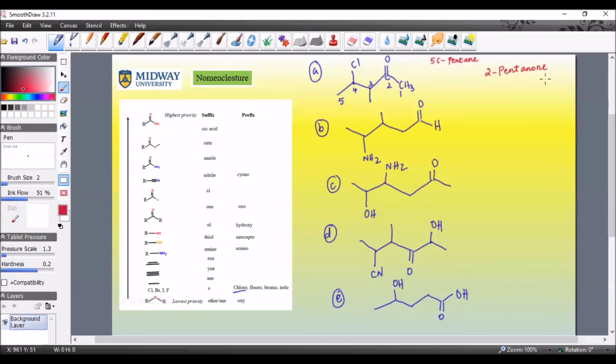Just leave it be. Now we have to figure out the first name using the prefixes for the least priority groups. One of them is methyl, which is this, and the other is chloro. Cl stands for chloro. Again, you don't need to memorize this list, and that's in the 4th spot. Now, which one do we put in front? Chloro is C, methyl is M. Alphabetically, C comes before M, so it will be 4-chloro-3-methyl-2-pentanone. And that's it.